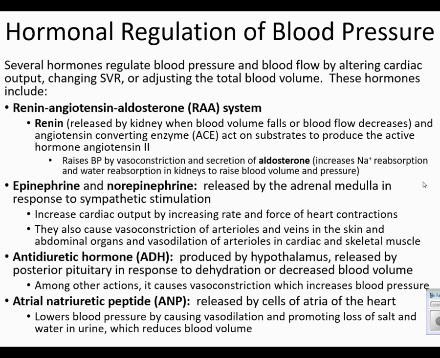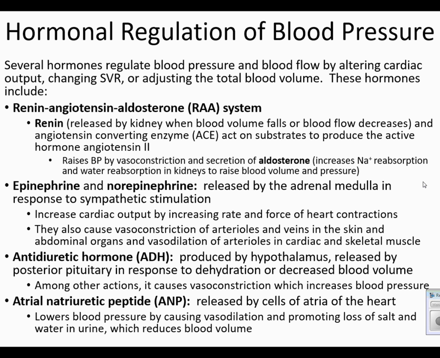Okay. But renin is a chemical released by our kidneys when blood volume falls or blood flow decreases to our kidneys. Okay, and that means blood pressure is going to be interpreted as low. Okay, if there's less blood volume, that means blood pressure is low. And this is a negative feedback mechanism, so we're going to do things that cause blood pressure to go up.